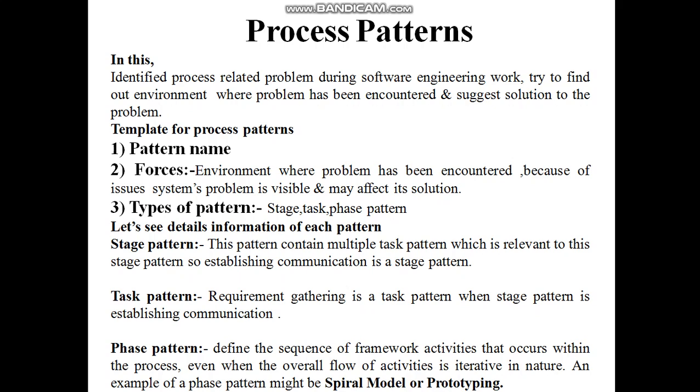Then third is a phase pattern. Define the sequence of framework activity that occurs within the process even when the overall flow of the activity is in iterative nature. So if it is an iterative nature, then the example of the phase pattern is a spiral model or prototyping.